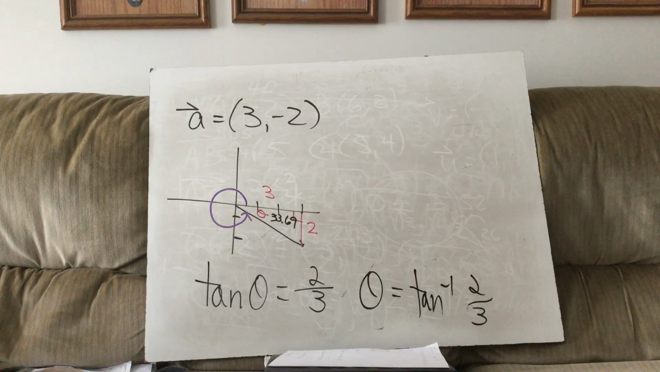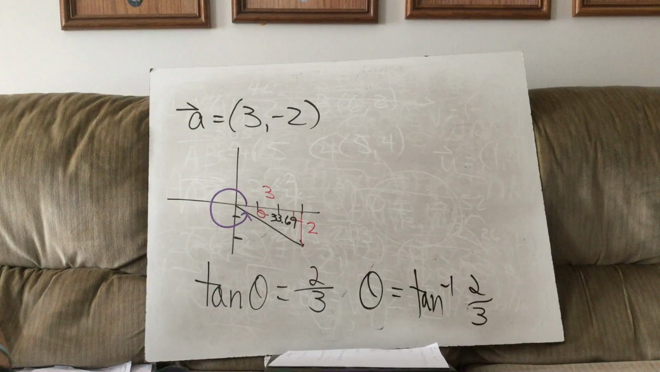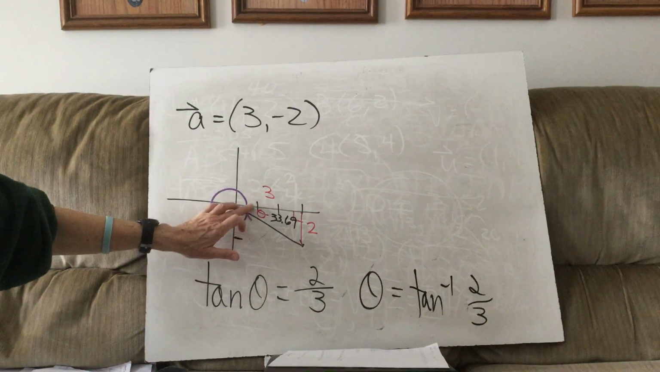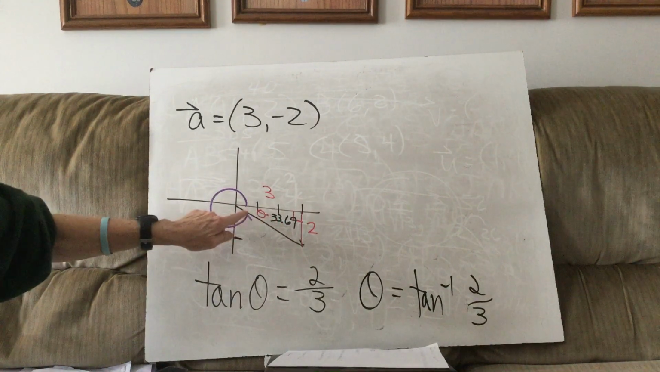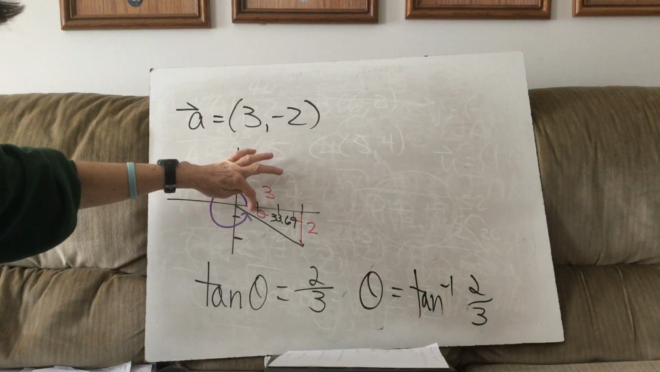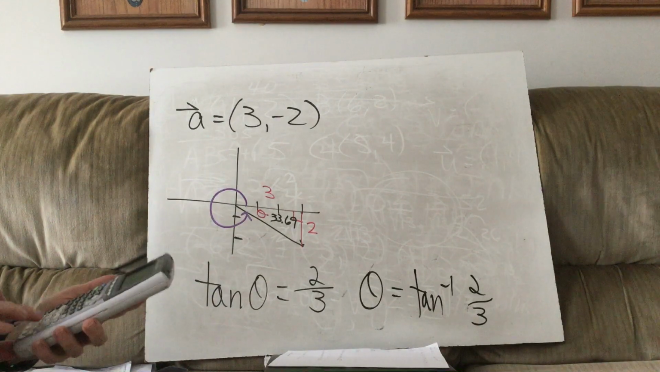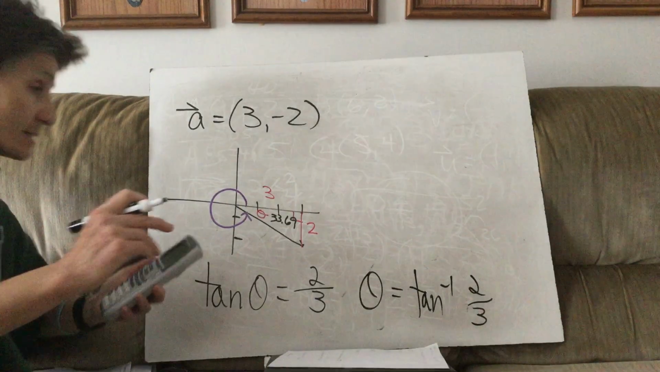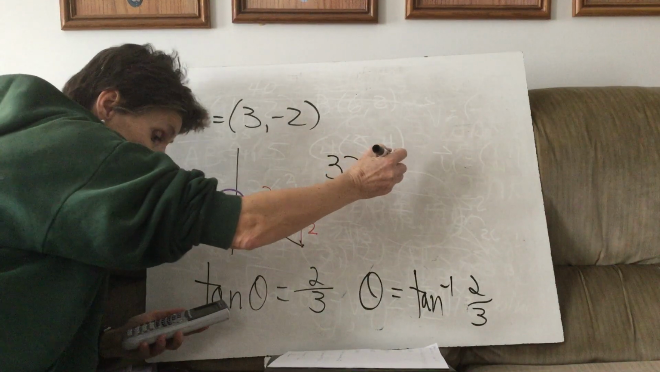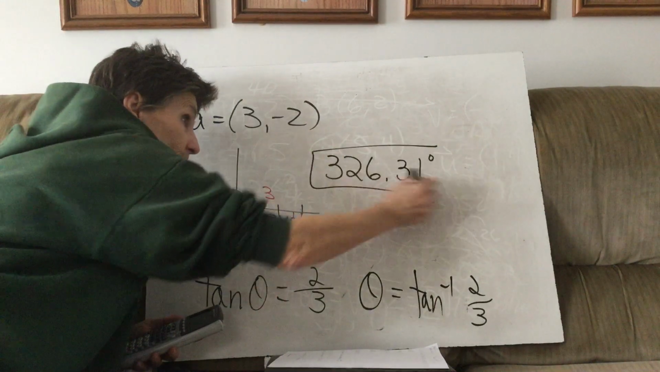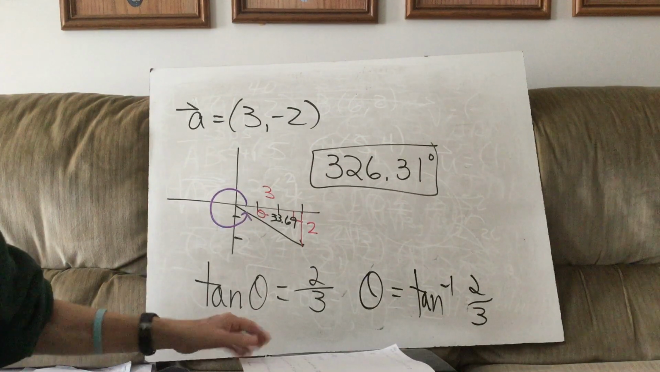Now, that is not the answer to the problem, though, because remember, the purple is the answer to the problem. So if we went all the way around the whole thing, it would be 360. But we stopped with 33.69 to go. So we went the whole way except for 33.69. So we'll subtract from 360. And the answer to the problem is 326.31 degrees. And that is the direction angle for this vector.